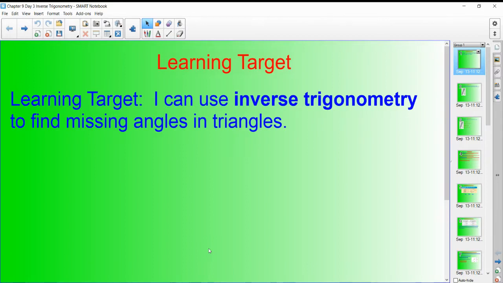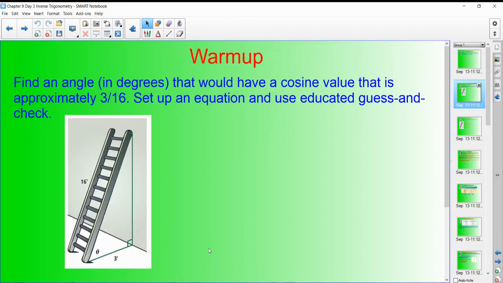So we're going to start with our warm-up problem. Okay, I want you to find this angle. The cosine value I'm telling you is 3 over 16. I want you to guess a few angles, figure out how close can we get to that angle. So pause the video, try it out, see how close we can get to that angle.